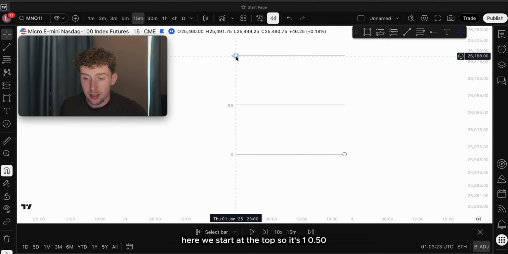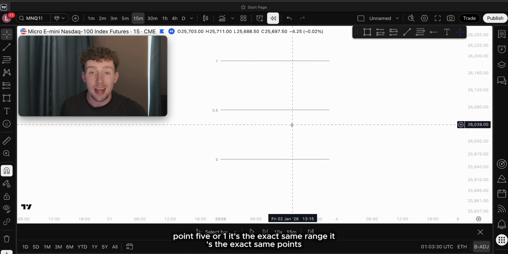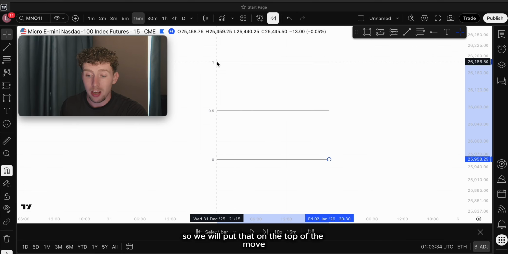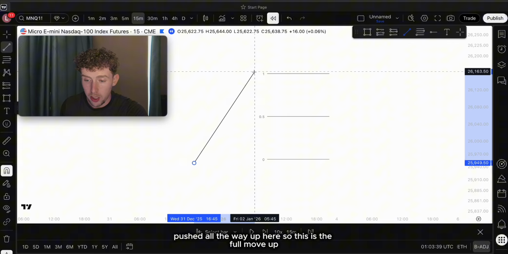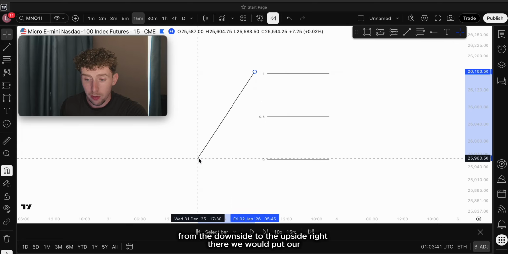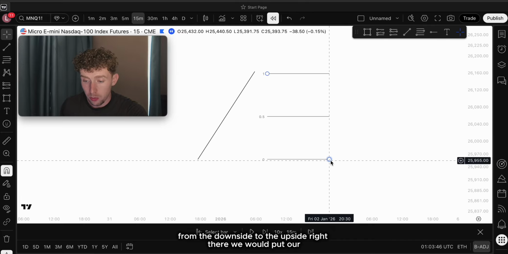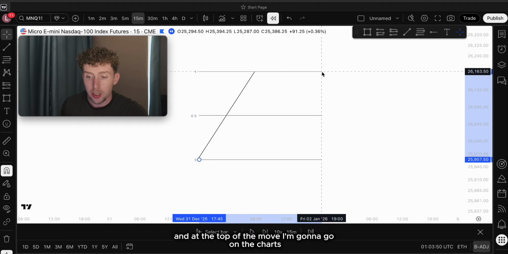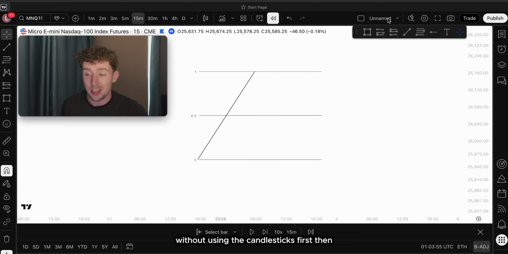Here we start at the top, so it's 1, 0.5, 0. It doesn't make a difference if 0 is at the top, 0.5 or 1. It's the exact same range, the exact same points. So we will put that on a move. Let's say price went up, pushed all the way up here. So this is the full move from the downside to the upside. We would put our Fibonacci tool at the bottom of the move and at the top of the move. I'm going to go on the charts and show you the example, but I want to show this example without using the candlesticks first.